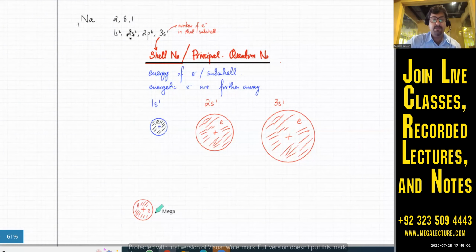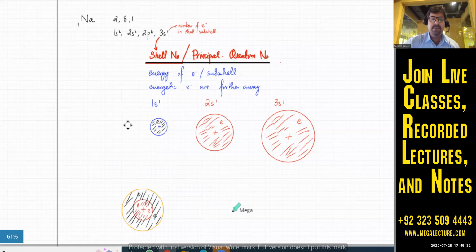Then you got a 2s2. That means sodium has another spherical orbital, but this one is bigger in size. And now in this spherical region, you got slightly more energetic electrons, 2 of them, 2s2, right? And these electrons are occupying or buzzing around in this much bigger space.